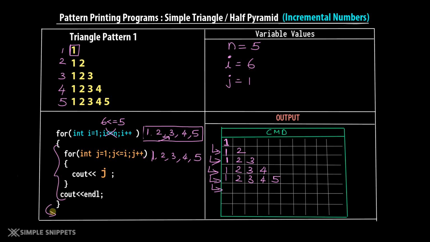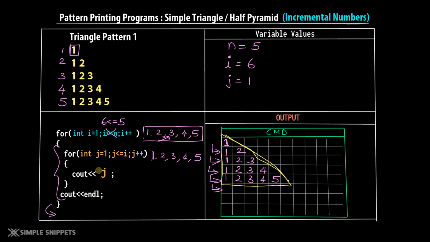You'll come outside the for loop and if you observe the command prompt output, we have basically got our triangle printed successfully. And this is the pattern that we wanted, right? If you see the triangle pattern 1, this is exactly what we want. Okay, so this was a simple half pyramid triangle with a variation of incremental numbers. I hope you've got the understanding of it and how the inner for loop worked and how you printed cout j.